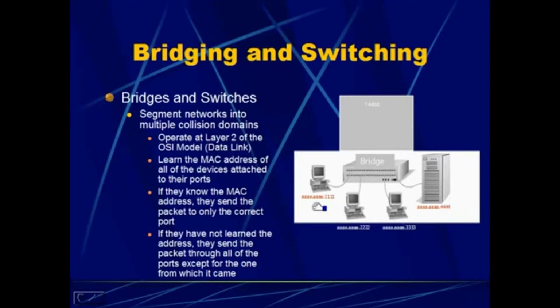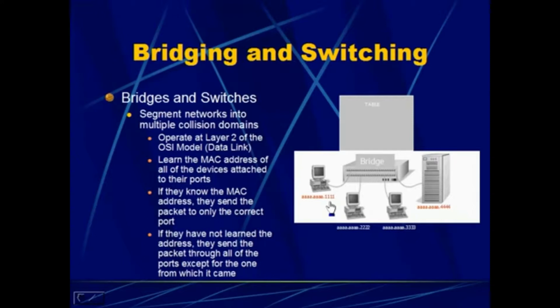Let's look at an example of two computers communicating with each other. In particular, this computer is going to communicate with this server, and they're going through this bridge. This computer's MAC address is AAAA 1111. This server's address is AAAA 4444. You'll notice that the first two sections of their MAC addresses are exactly the same. So from now on, I'll just call the server 4444, and I'll call the computer 1111.